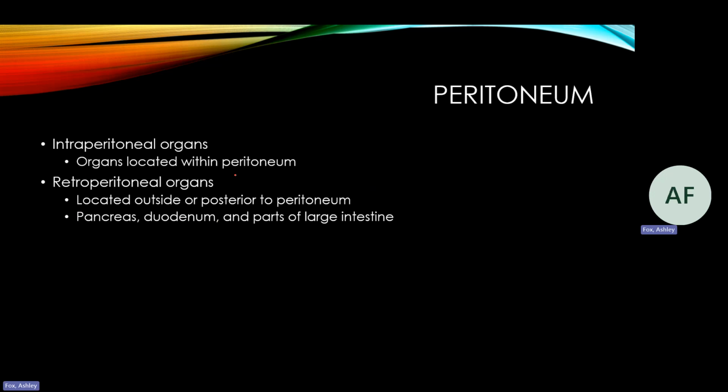So we have ones in the abdominal cavity. We have organs that are called intraperitoneal, meaning that it is in the peritoneal cavity. So it's within the peritoneum, meaning these are covered with visceral peritoneum.